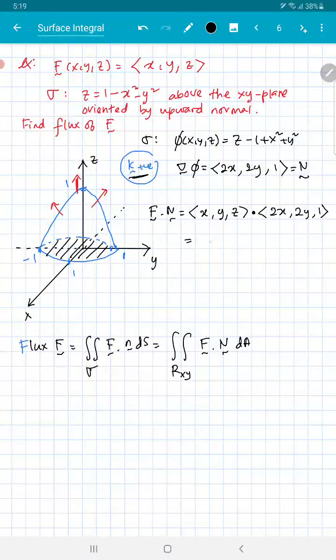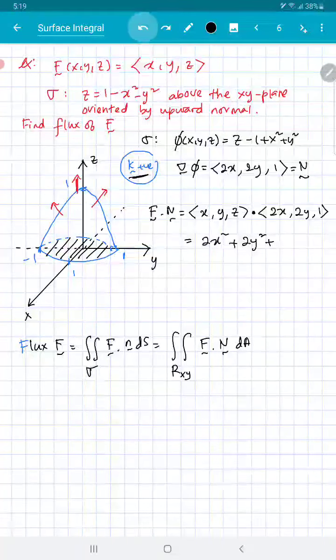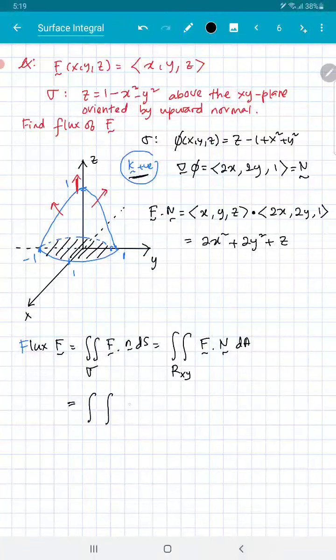So when we dot this, we get 2x squared, plus the y component with the y component, we have 2y squared, and then we have plus z. Okay, so that is F dot n. Writing it here, that is equal to 2x squared plus 2y squared plus z, and we're going to integrate this over region R, which is on the xy plane.